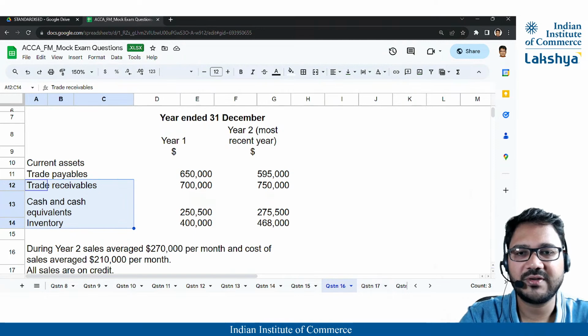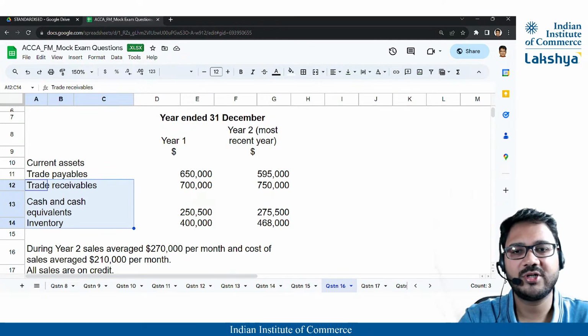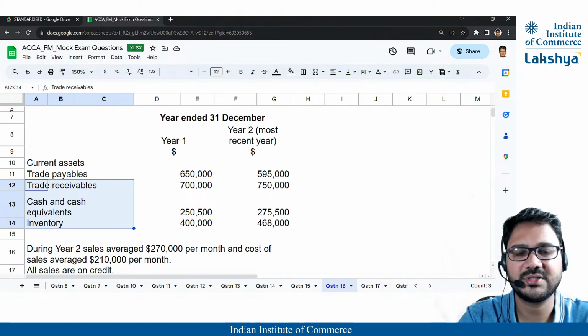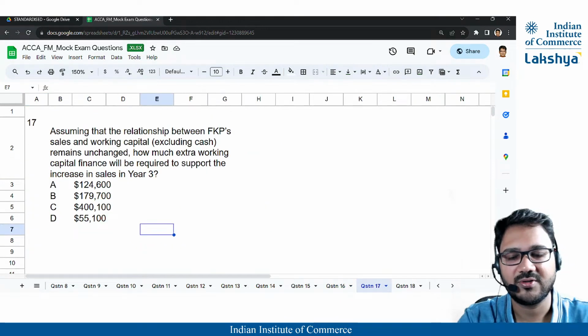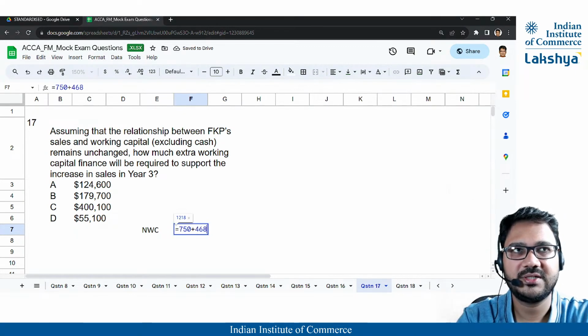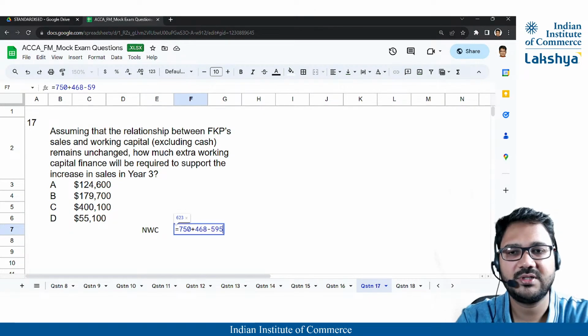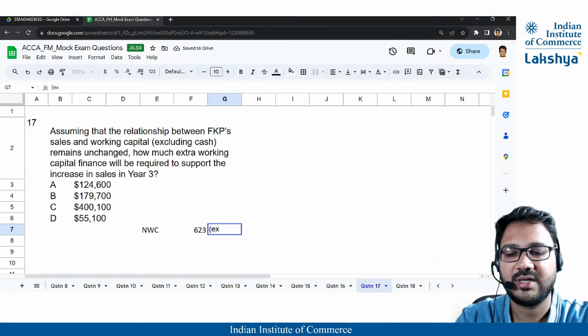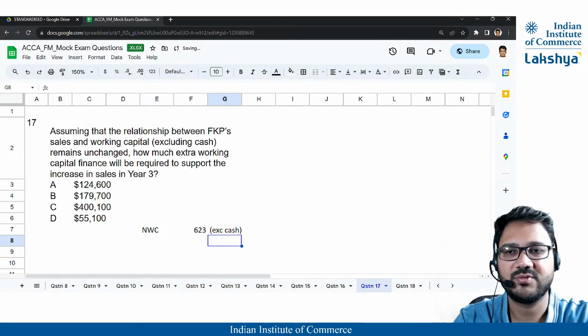Okay, so 750 plus 468. We do not take cash and cash equivalent because it's asked not to take that, and minus 595. So net working capital is 750 plus 468 minus 595. All right, so 623,000 is the net working capital excluding cash.